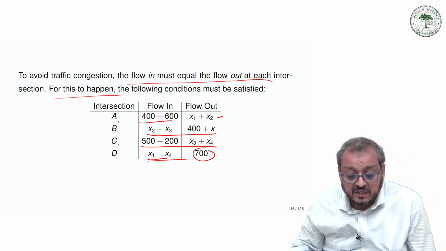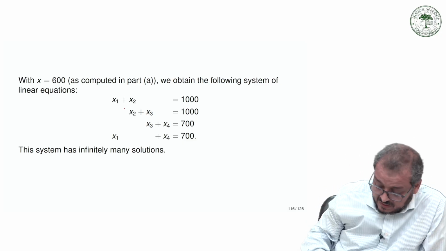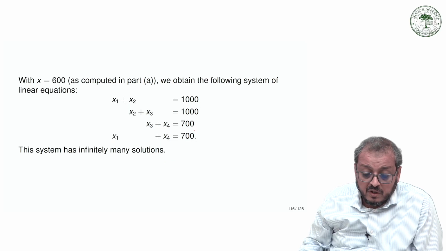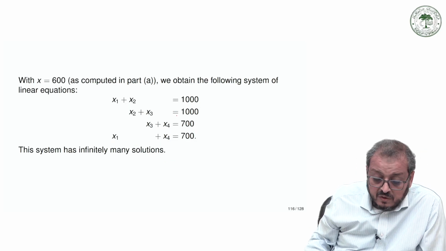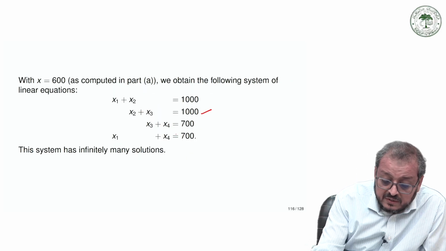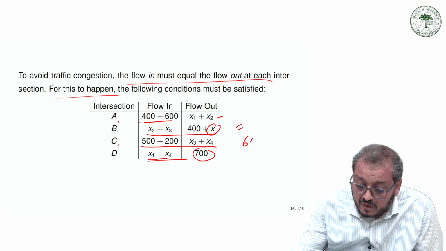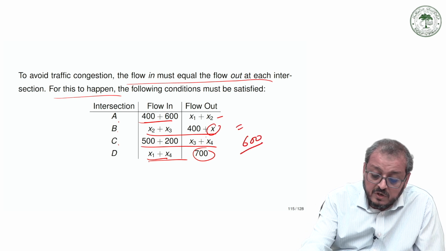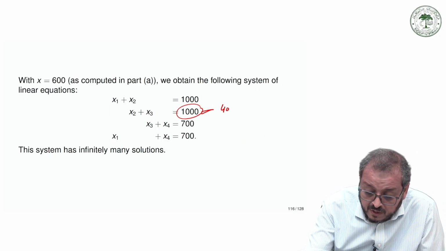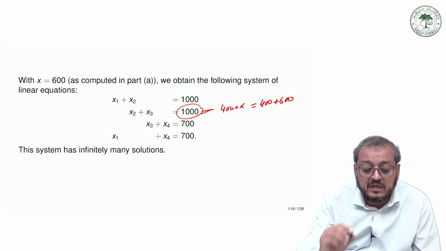So we can construct this in the form of a system of equations. x1 plus x2 is equal to 1000. Then x2 plus x3 is equal to 1000, and then x3, because we have already calculated x equal to 600, so 600 plus 400 is 1000. That is where the 1000 comes from: 400 plus x is equal to 400 plus 600.